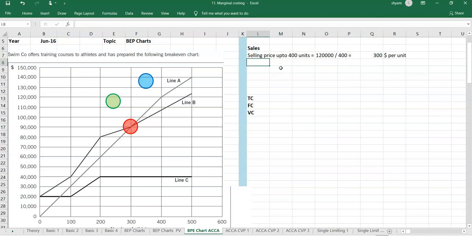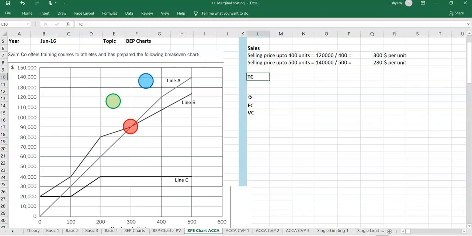But beyond it, the price falls. Okay, the price falls. So for 500, the price is different. Up to 500 units, the price falls and the price comes to 1,40,000 divided by 500. That means the company is giving a discount to get more customers. So the price is 280. Okay, so selling price up to 500 units is 280. So that's how the revenue is changing.